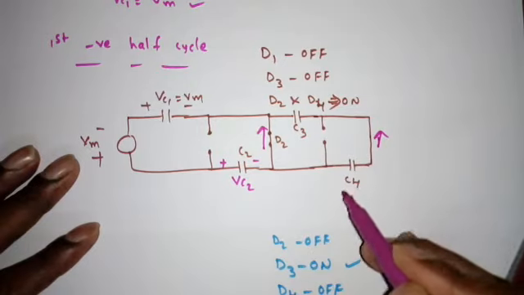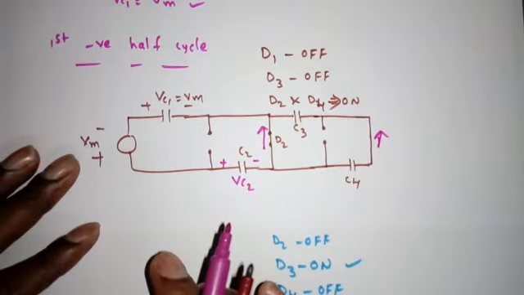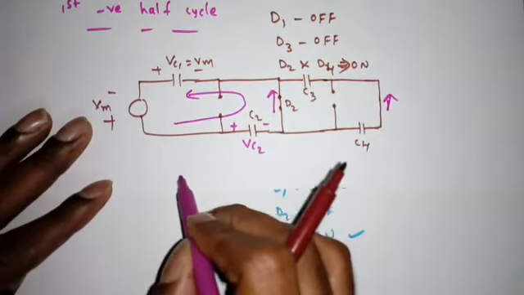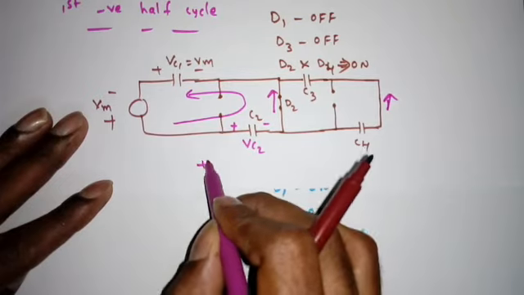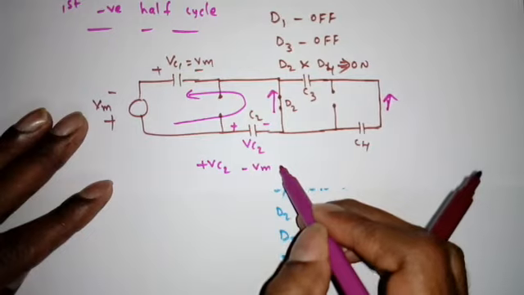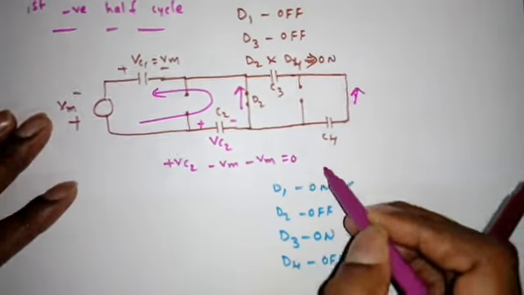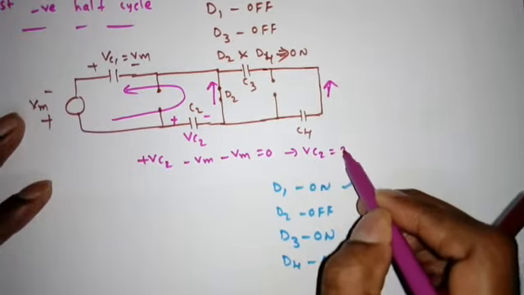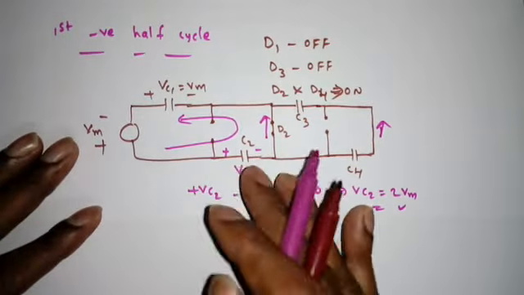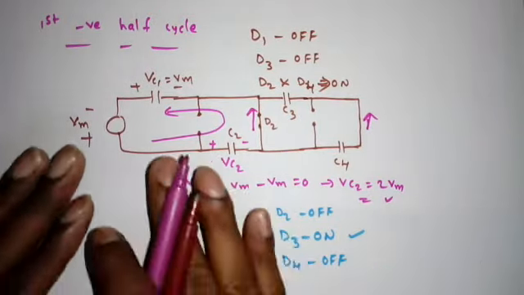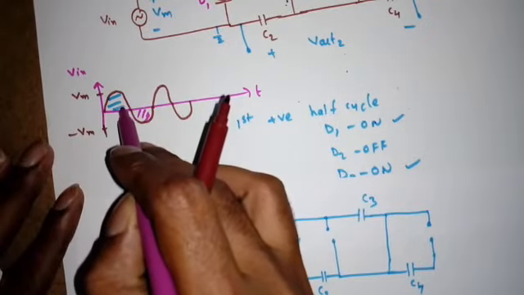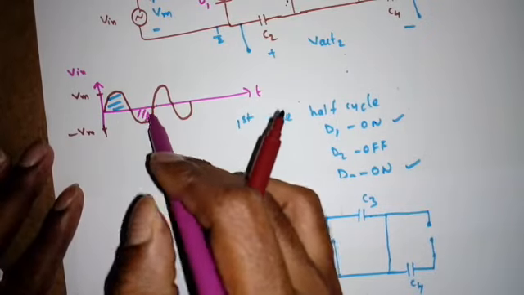So capacitors C3 and C4 are still uncharged. So if I apply KVL in this loop, I'll start from Vc2. So Vc2 minus Vm is equal to 0. So what is Vc2 now? 2 Vm. This we already know, right? 2 capacitors, so up to a maximum of 2 Vm only. So this is up to the first cycle, that is the first positive half cycle and first negative half cycle.